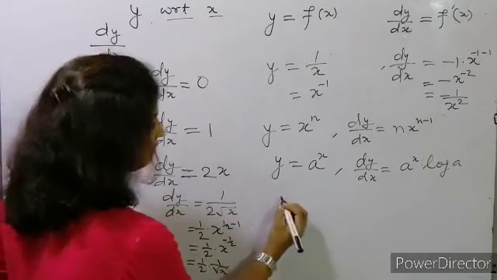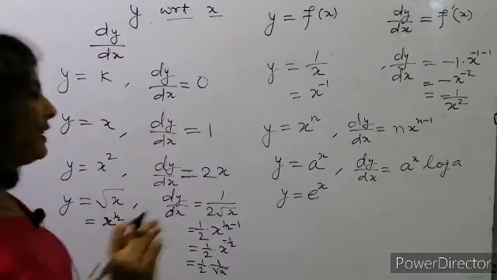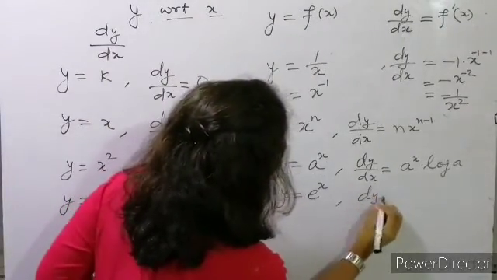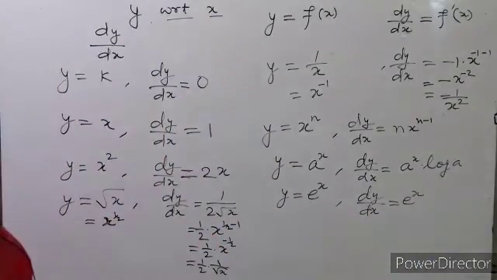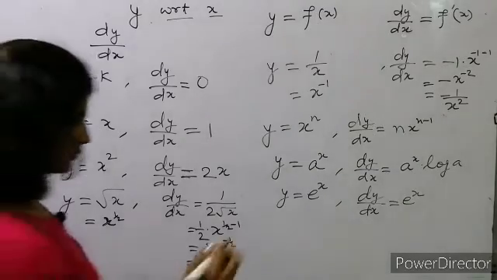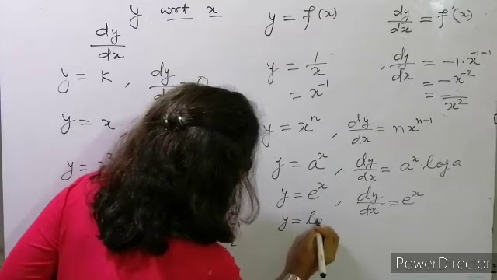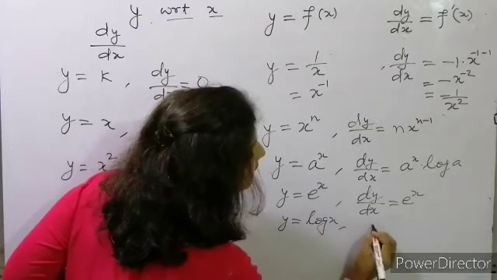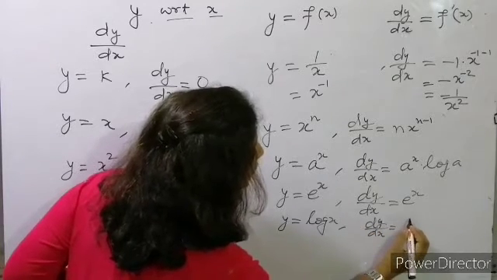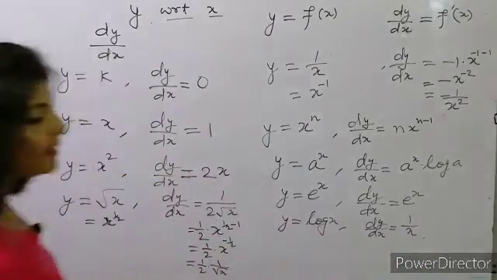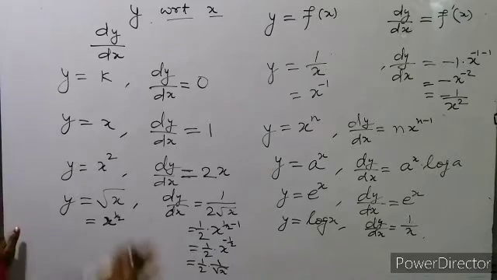Now the next value: if the value of y is e to the power x, the exponential, then in that case there will be no change, dy by dx will be equal to e to the power x. There will be no change. And if the value of y is log of x, then the value of dy by dx will be equal to 1 upon x. So these are the standard values. These are the derivatives of some standard functions.